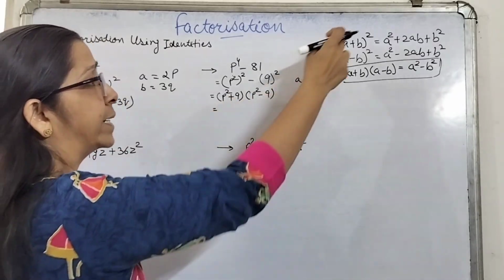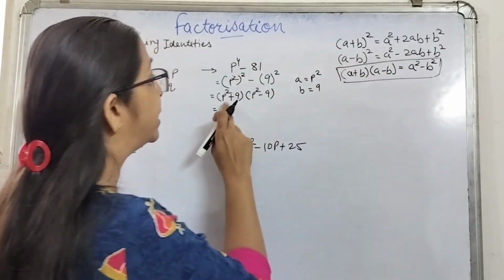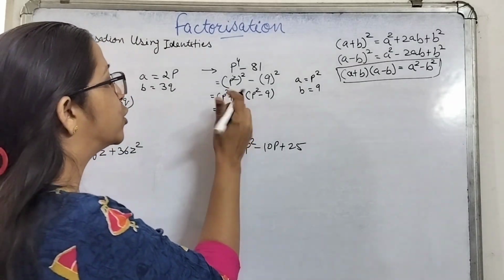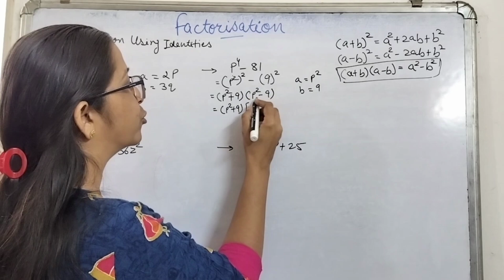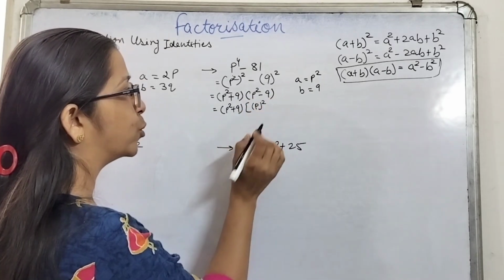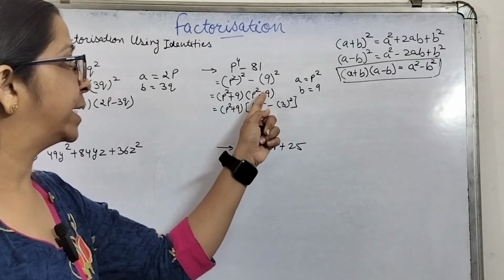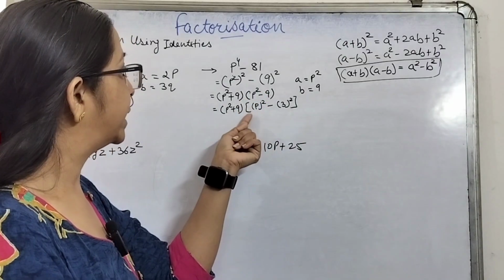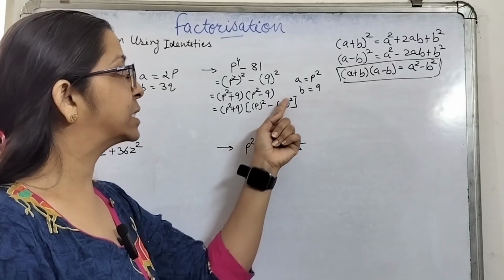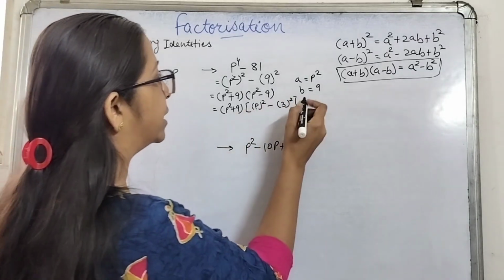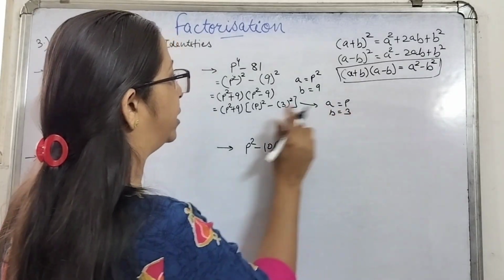There is no identity for a plus sign in between. Like a square plus b square, there is no such identity. So we will keep this bracket as it is. And p square could be written as (p) whole square and 9 could be written as 3 square. 9 is the square of 3. So p square minus 9 could be written as (p) whole square minus (3) whole square. Now in this condition, a is p and b is 3.